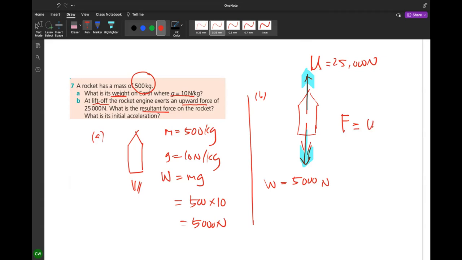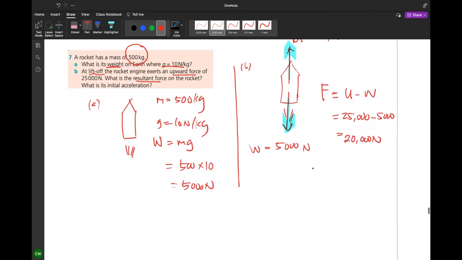So you need to take the upper force minus the lower force. Up minus down. So you need to take 25,000 minus 5,000. So now, what is the resultant force? Then you're going to get 20,000 Newton. 20,000 Newton is the resultant force. Okay, 20,000.